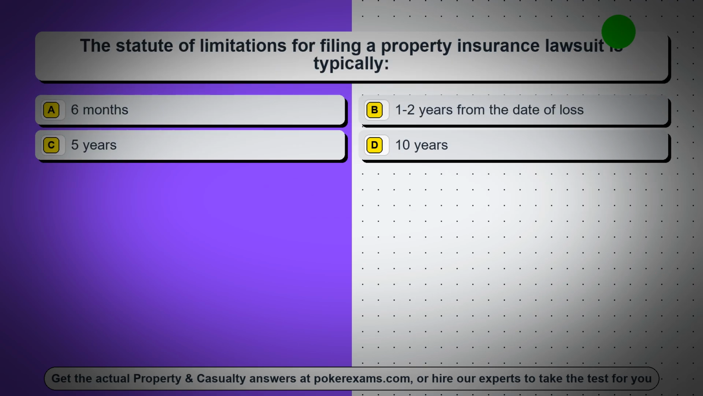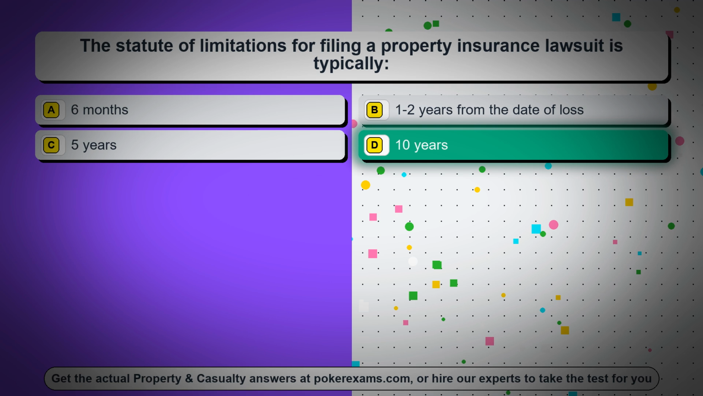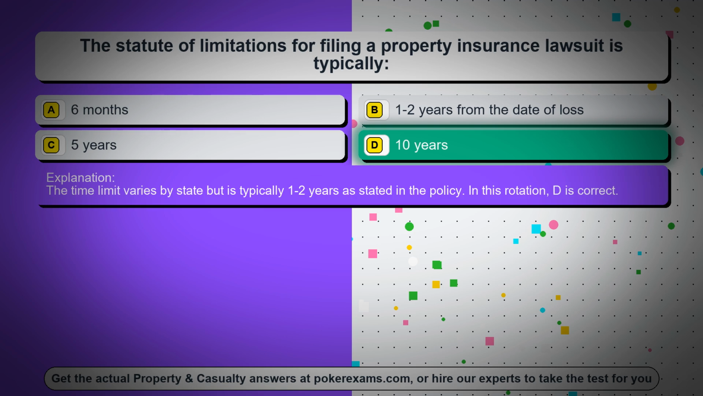Question 79. The statute of limitations for filing a property insurance lawsuit is typically: Option A, 6 months. Option B, 1 to 2 years from the date of loss. Option C, 5 years. Option D, 10 years. The correct answer is option D, 10 years. The time limit varies by state but is typically 1 to 2 years as stated in the policy. In this rotation, D is correct.